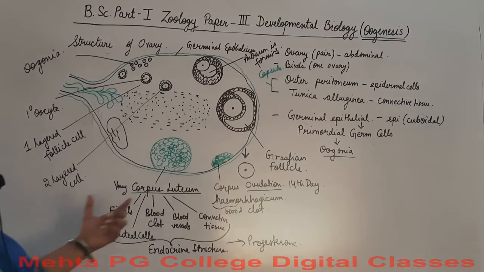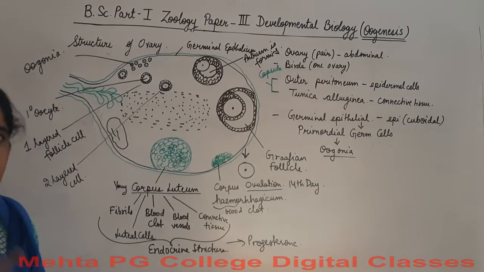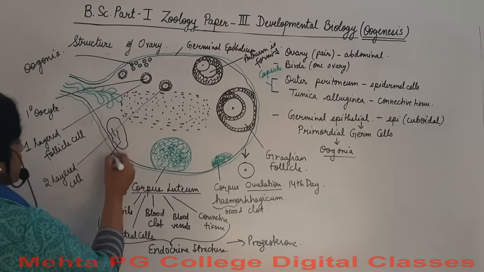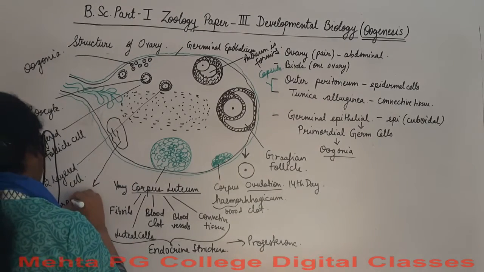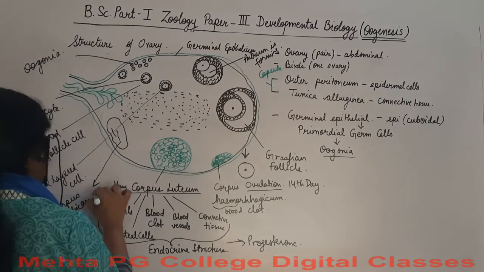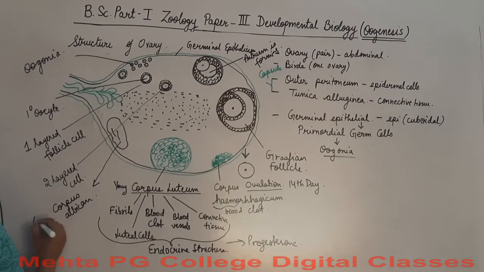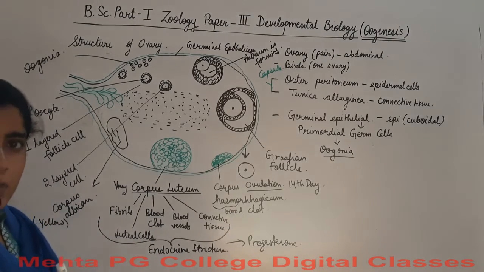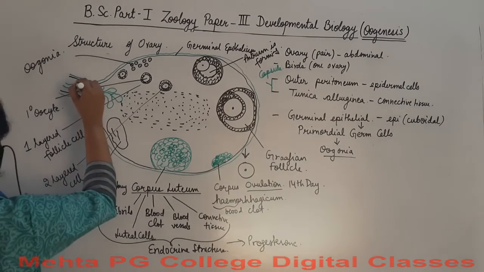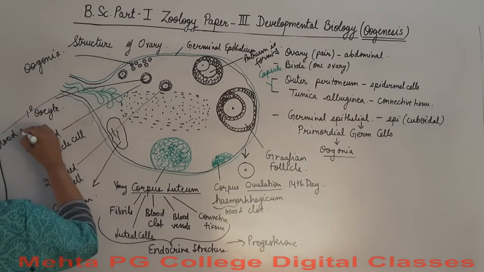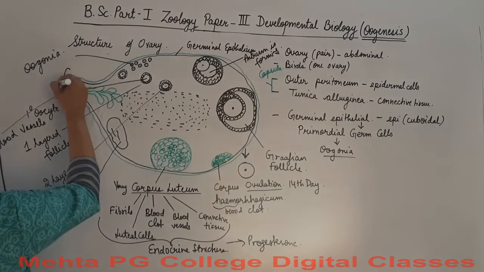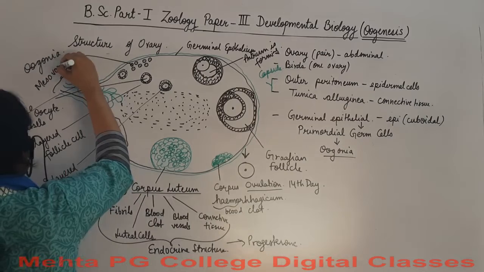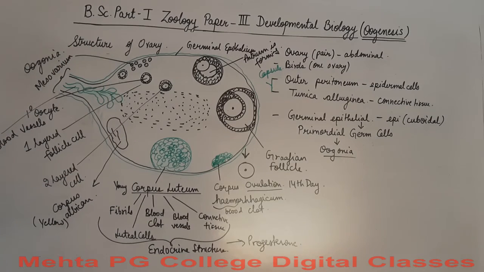Then after the corpus luteum stage, if pregnancy does not occur, it changes into corpus albicans, which is a white or yellow body. And then it is excreted out. Alright, these are blood vessels present here. This is the mesovarium, from where the ovary is attached.